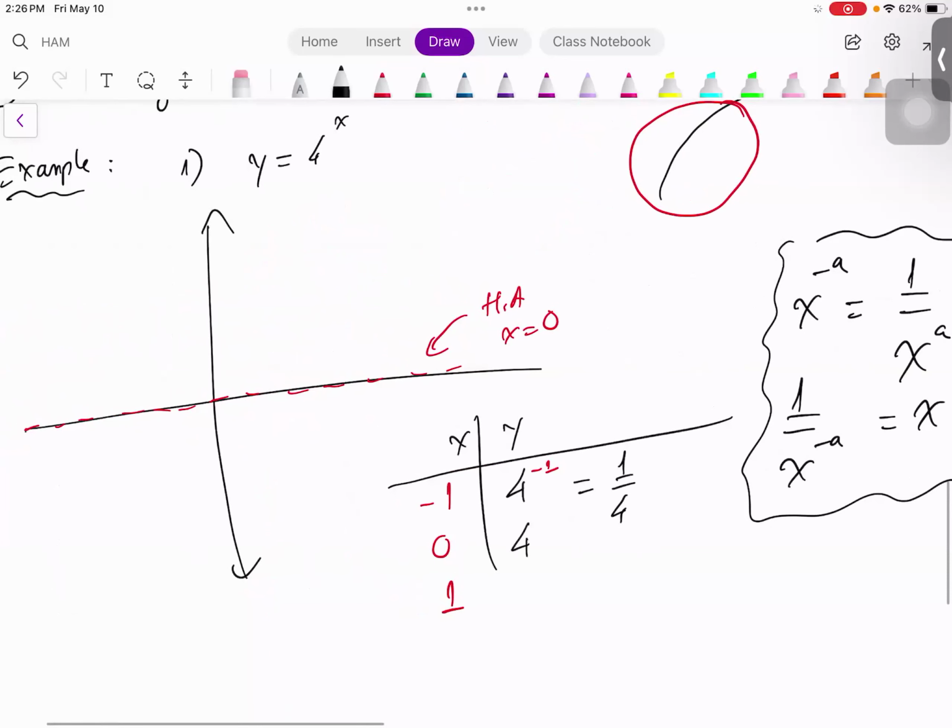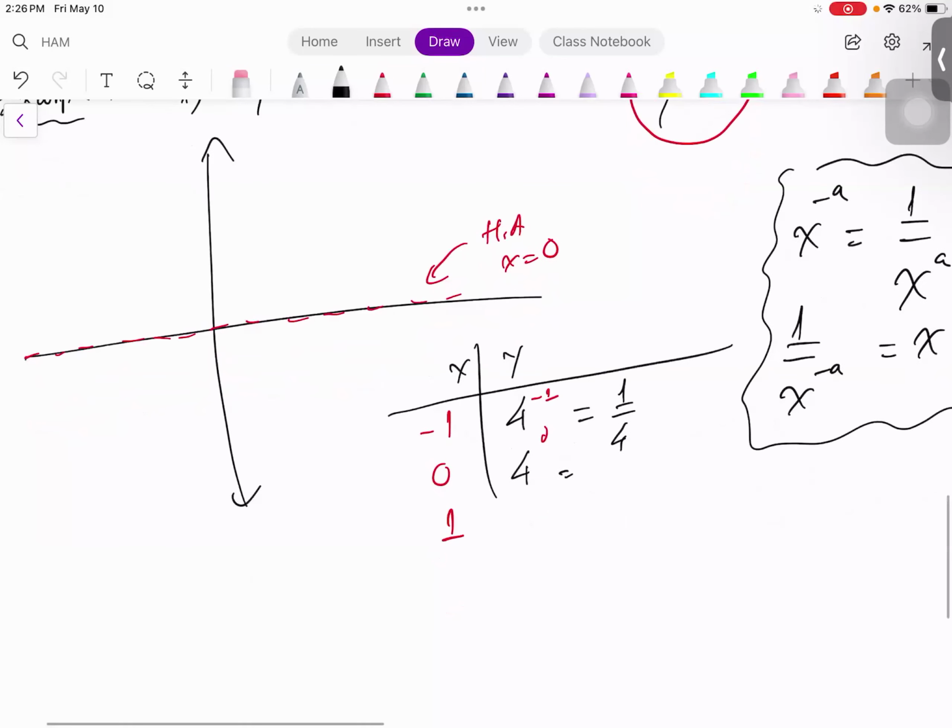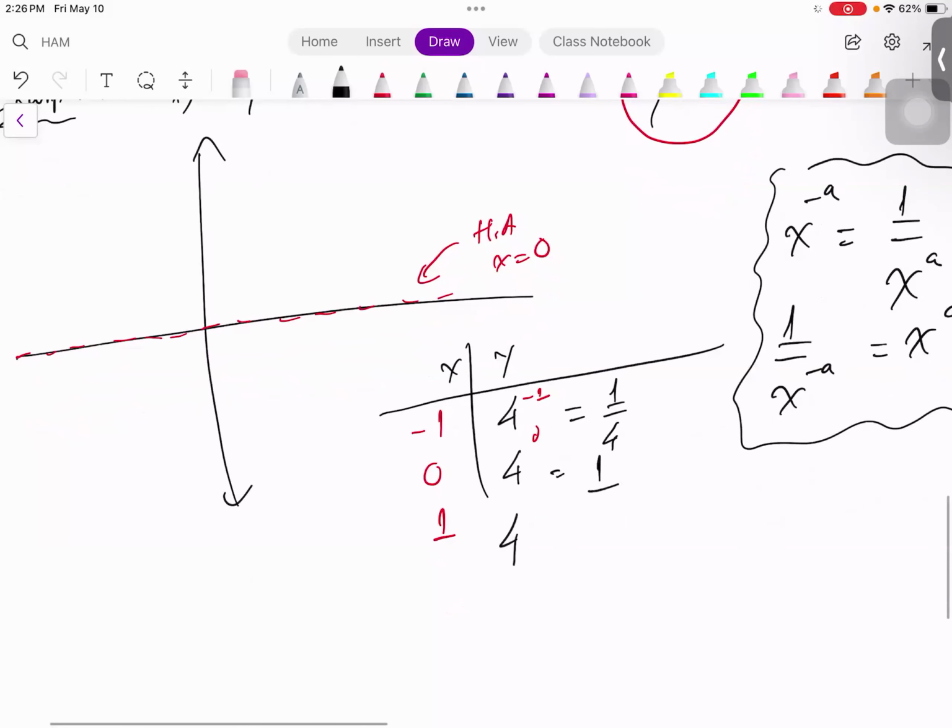Now 0, 4 to the power 0 is 0? Wait, what? Everything to the power 0 is 1. Keep that in mind. Anything to the power 0 is 1. Okay. 4 to the power 1 is, I hope you don't use a calculator for this, 4. Anything to the power 1 is itself.